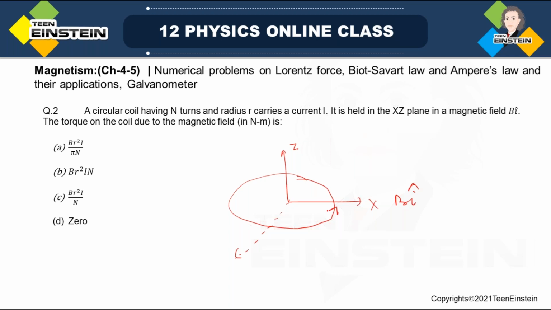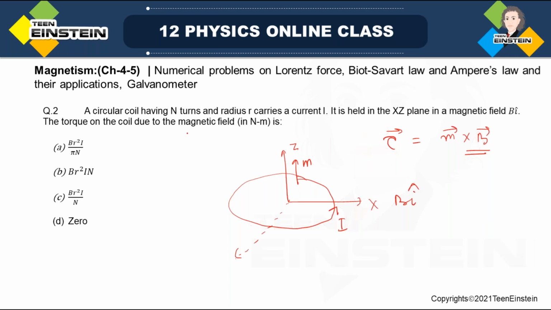So the torque can actually be obtained by M cross B. M is the magnetic moment and B is the magnetic field present. Here, if the current is flowing in this way, the M will be in this way. That is for sure.